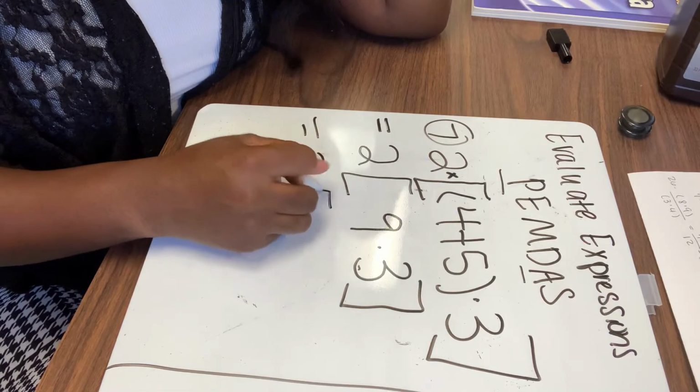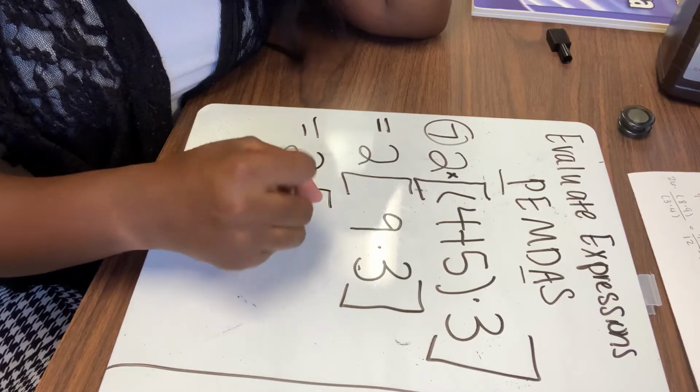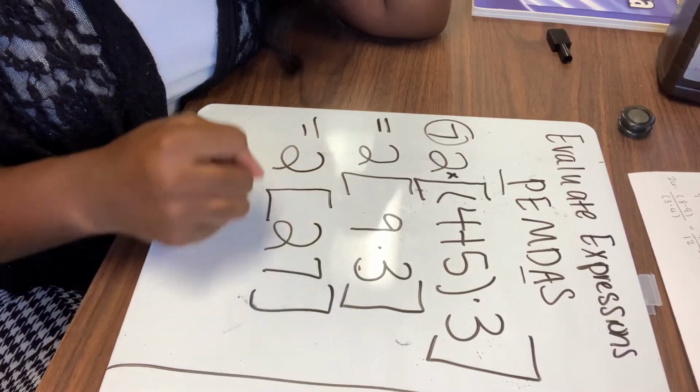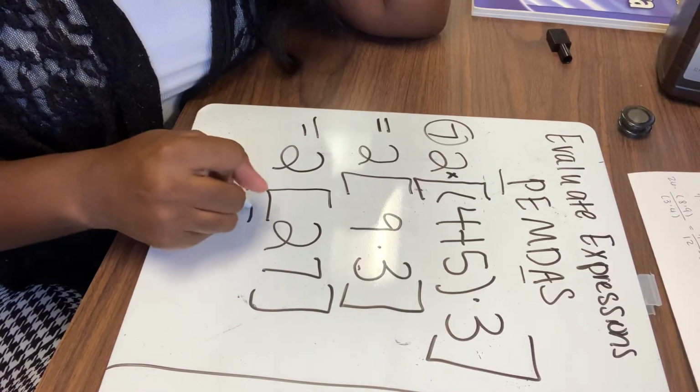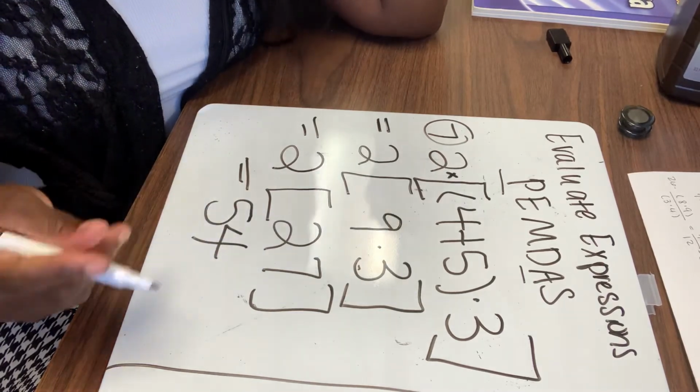So let's do so. So 9 times 3 is going to give us 27. Now 2 times 27 is going to give us 54. And that's how you do that problem.